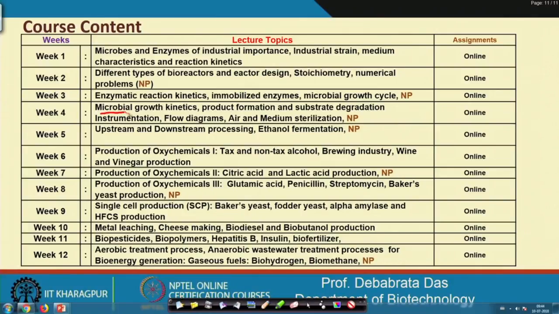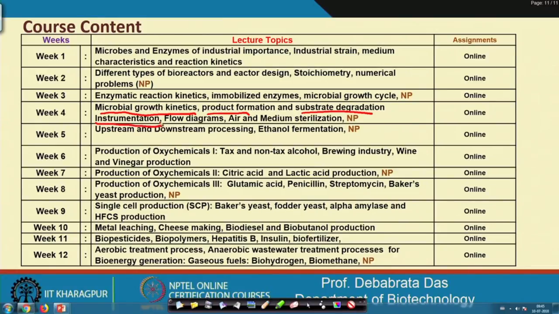So this I want to discuss, and then I shall switch over to microbial growth kinetics, product formation, and substrate degradation. This is very important: how microbial growth takes place in the system, how you monitor that growth kinetics, and what different parameters are involved to find out the characteristics of the organism. Then product formation plays a very important role. Substrate degradation, how it takes place, also plays a very important role.